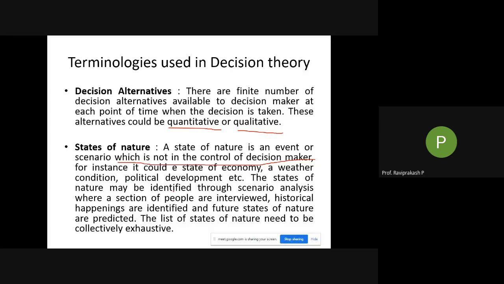The states of nature may be identified through scenario analysis, where a section of people are interviewed. Historical happenings are identified and future states of nature are predicted. So we can say it may happen, it may not happen, this may come, that may come. We talk like this, right? For example, petrol prices may go further high. Some people say it is at an all-time high, it may go down. So we are just saying that it may or it will. We cannot say certainly that this will happen. We are always uncertain.